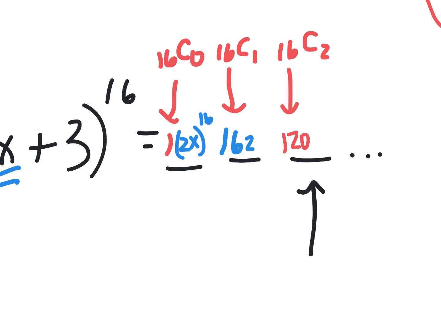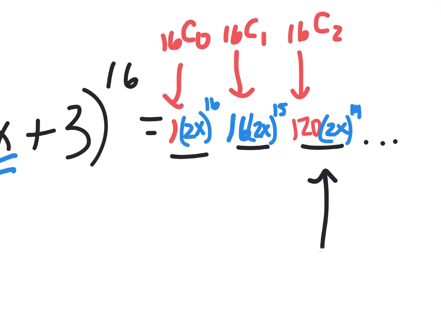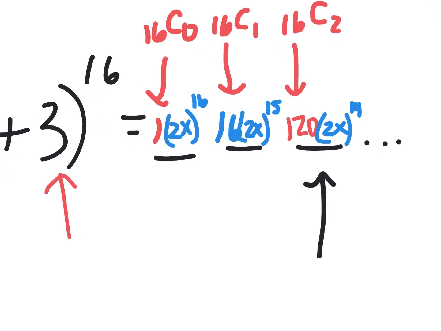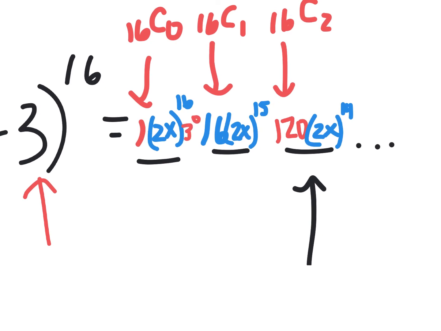And a 2x to the 15th. And a 2x to the 14th. And last but not least, we have a 3. At least it's a positive 3. Positive 3 to the 0. Positive 3 to the 1. And positive 3 to the 2nd.